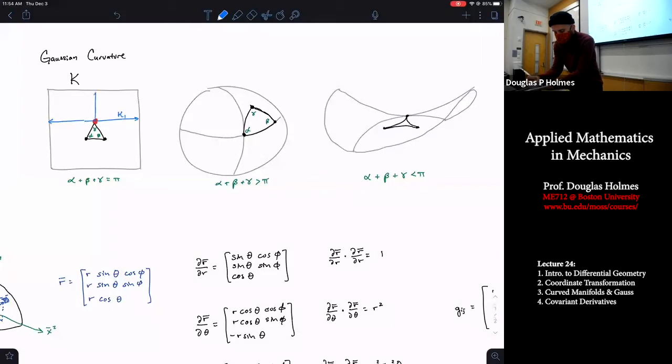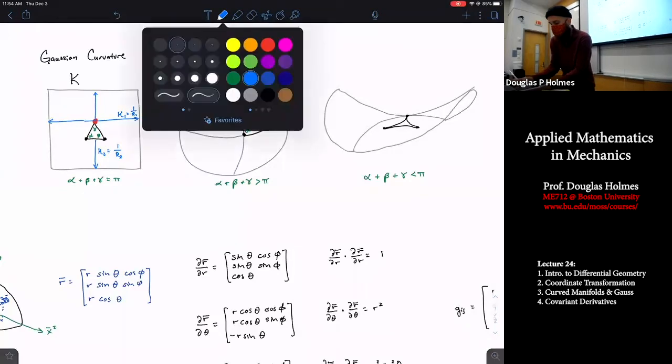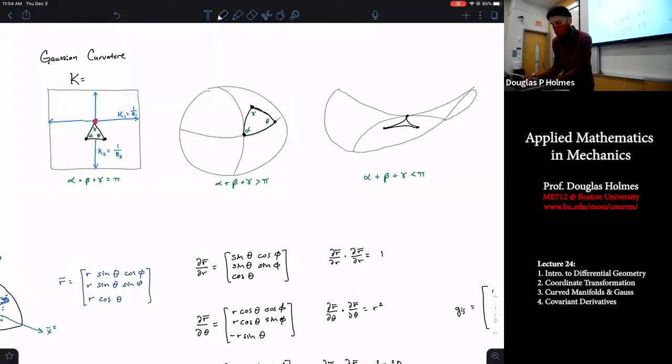And the other principal direction will be here. We'll call that kappa 2. This is equal to 1 over the radius of curvature in that principal direction. And the Gaussian curvature, the intrinsic curvature of the surface, can be defined at a point as the product of kappa 1 and kappa 2. So here, that Gaussian curvature is exactly 0.